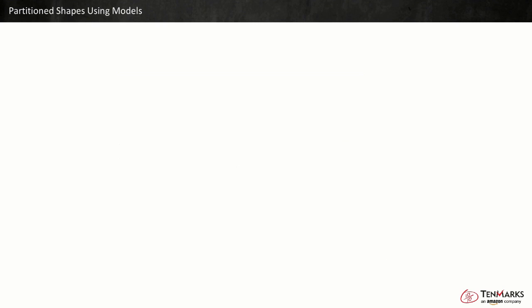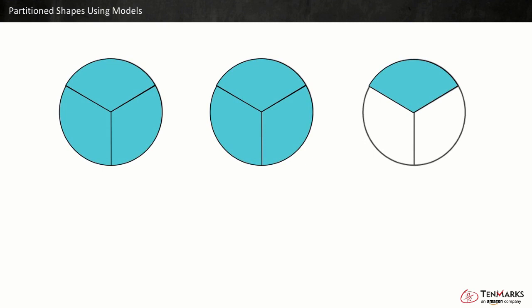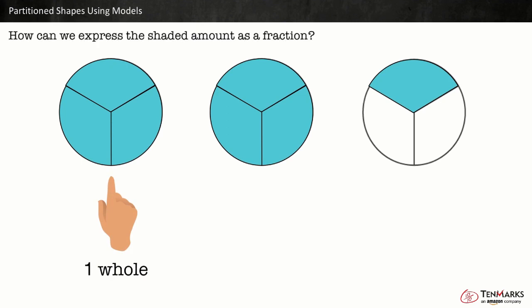Sometimes there might be more than one whole. For example, here we have three circles. Each circle is one whole. How can we express the shaded amount as a fraction?